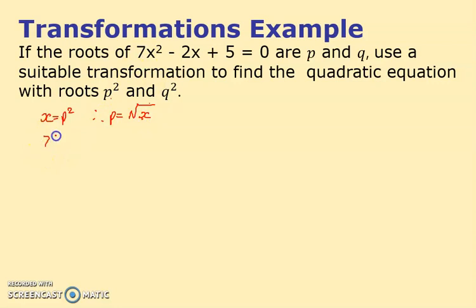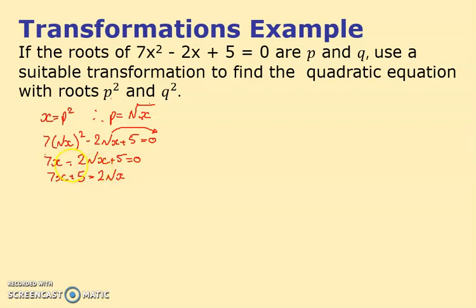So I get 7 lots of root x squared minus 2 root x plus 5 equals 0. And do you remember what I did last time? I moved this onto the other side. So, well, before I do that, I'll just tidy it up. It's 7x minus 2 root x plus 5 equals 0, because the square root squared disappears. And then I'll move it over. 7x plus the 5 equals 2 root x. So the negative is there, so it's now a positive.